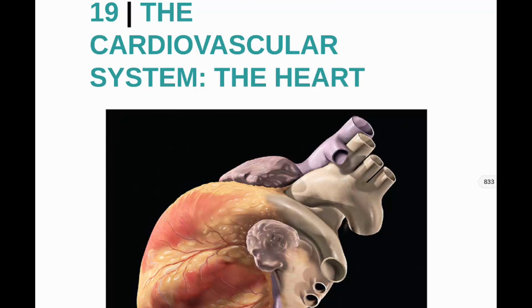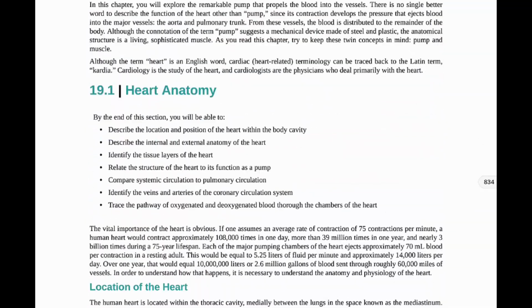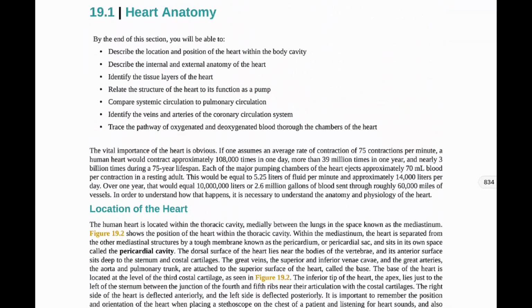All right, so we're going to start chapter 19, which is a continuation of the cardiovascular system, but we're going to be looking specifically at the heart at this point. So we're going to scroll down here and get past the objectives and start 19.1. So 19.1, as it says here, is the heart anatomy.